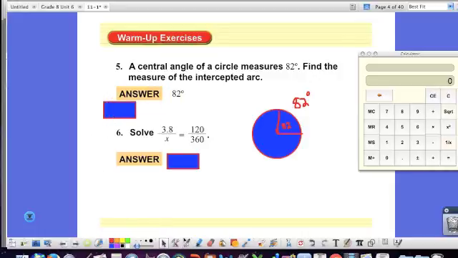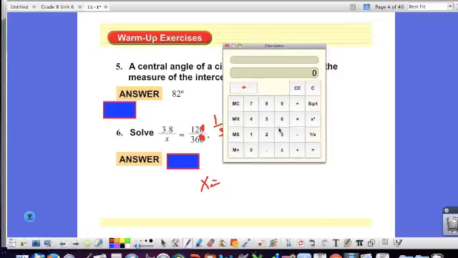And then solve this proportion. It's going to be easier if I simplify first. This is going to be 12 over 36, which simplifies to 1/3. So x equals 3 times 3.8. And that's going to equal 11.4.